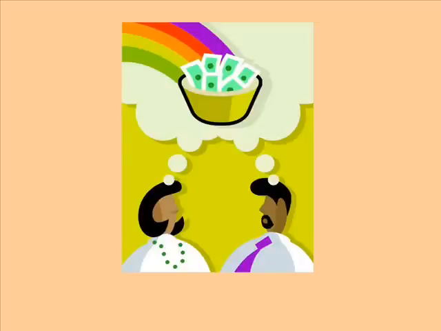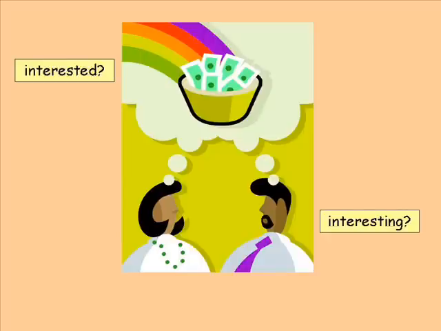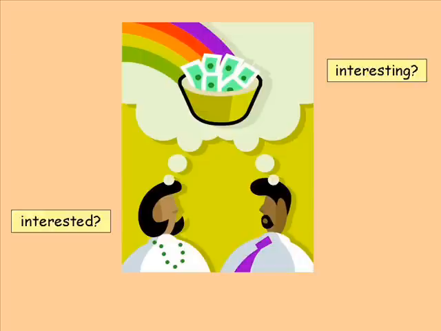Now let's look at another example. Let's say that there are two people and they have an idea for a get-rich-quick scheme. Would you say that the scheme is interested and that the people are interesting? Or would you say that the scheme is interesting and that the people are interested?